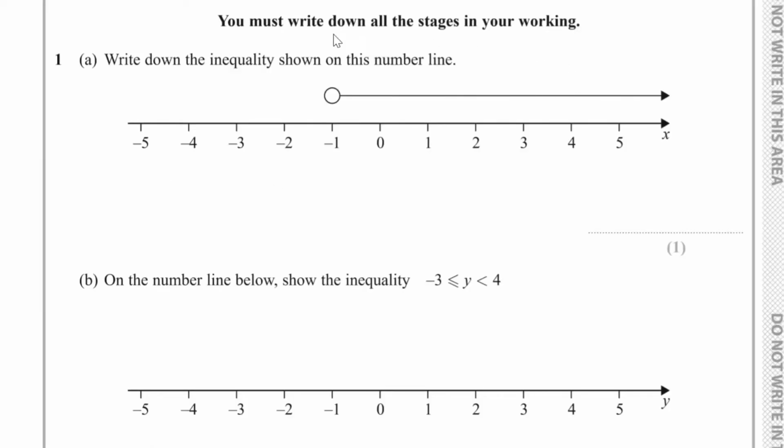Question number 1. For part A, we have to write down the inequality shown on this number line. Well, what we have here is x being greater than minus 1. The arrow is pointing to the right along the positive x-axis. We have a circle which is not filled, hence x is greater than minus 1.